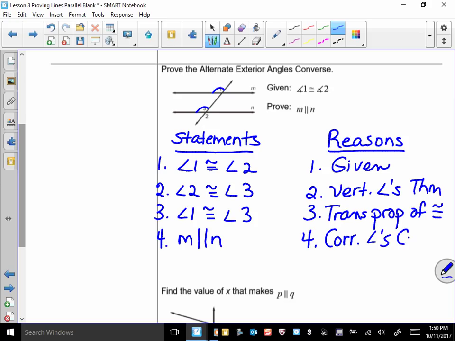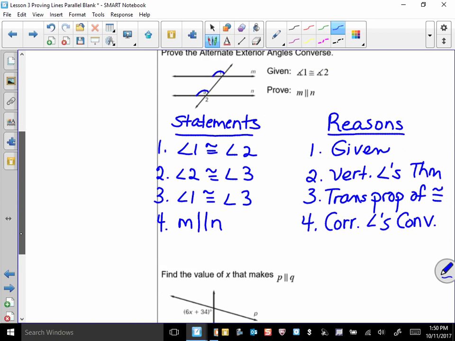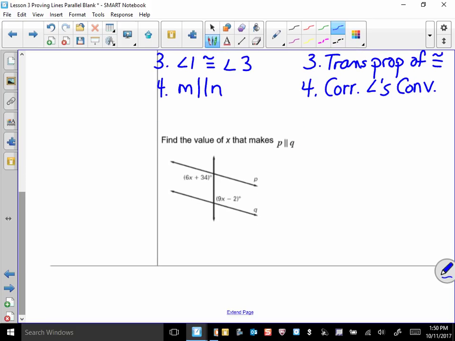angles converse. The key thing you want to remember here is that whenever what you're trying to prove is that two lines are parallel, the reason is going to have to be a converse if I'm using one of these four. There are some other theorems coming up later, but for now we're going to use a converse. Okay, let's see what we have next.